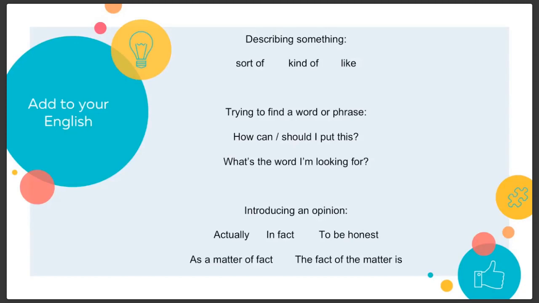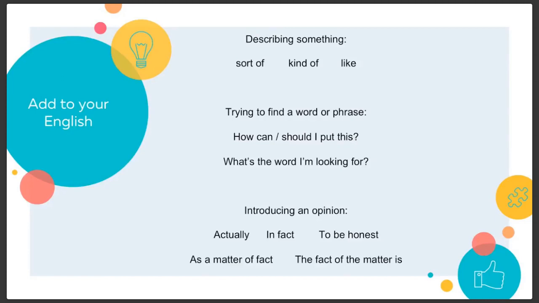Also, when you're trying to find a word or phrase, you can say something that shows that you're trying to find it. And this is a completely natural thing to do. So you can say something like, how can I put this? Or how should I put this? When you're trying to say the right thing and you're not sure if it's going to be correct.